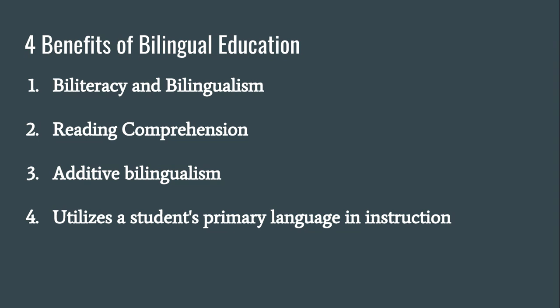For reading comprehension, these students are having to learn to read in one language and read in another language, so they have a variety of resources to pull from when they are test taking. Bilingual education allows for students to be bilingual, and they do not lose their native language, which is additive bilingualism. And the last benefit I'm going to talk about is that it utilizes a student's primary language in instruction. A lot of the programs start with the student's native language first. In those lower grades, they learn their beginning skills and foundations in their native language.